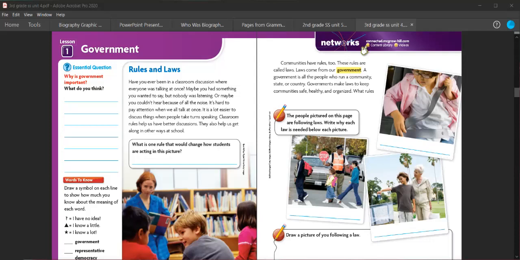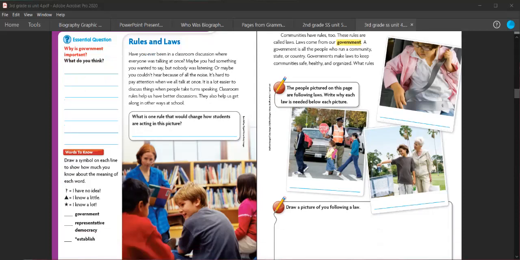Once you've completed that, we're going to look at the section where it says words to know. Draw a symbol on each line to show how much you know about the meaning of each word. So a question mark if you have no idea what it means, a triangle if you know a little bit, or a star if you know a lot. So your words are government, representative democracy, and establish. It's okay if you don't know. Write the symbol that matches how much you know about it on the line provided. Next, let's start reading our section.